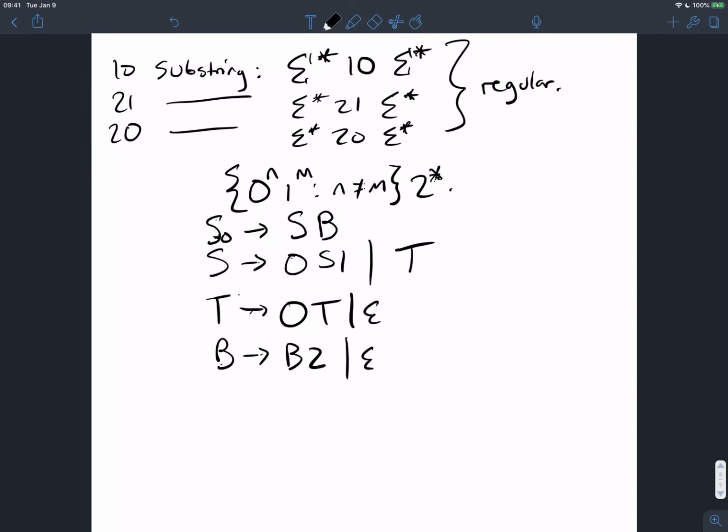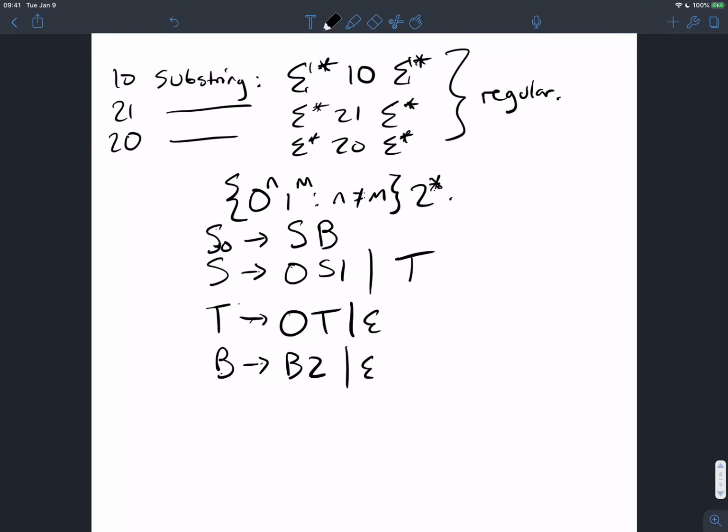Wait, didn't we just make a grammar for this? Cool. What about the other two cases where n, the number of zeros, is not equal to the number of twos? Could we handle that very similarly? Yeah, we just do the exact same idea, but we spit off ones in the middle.